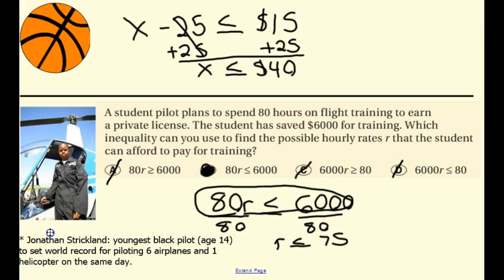Just a little fun fact, it says Jonathan Strickland is the youngest black pilot, age 14, to set world records for piloting 6 airplanes and 1 helicopter on the same day. Wow. There's a picture of him right there with his helicopter. He piloted 6 airplanes and 1 helicopter on the same day.